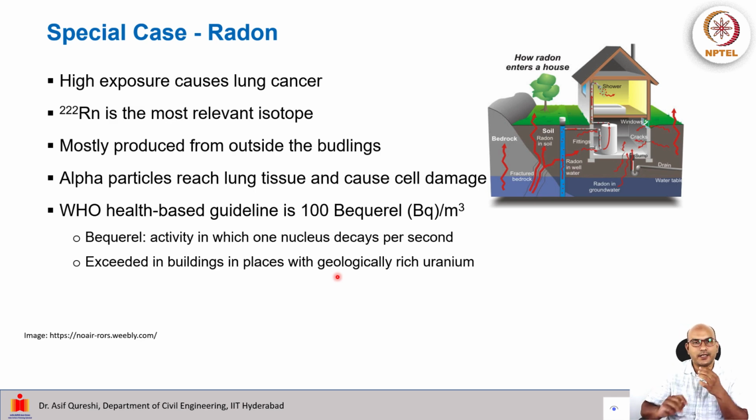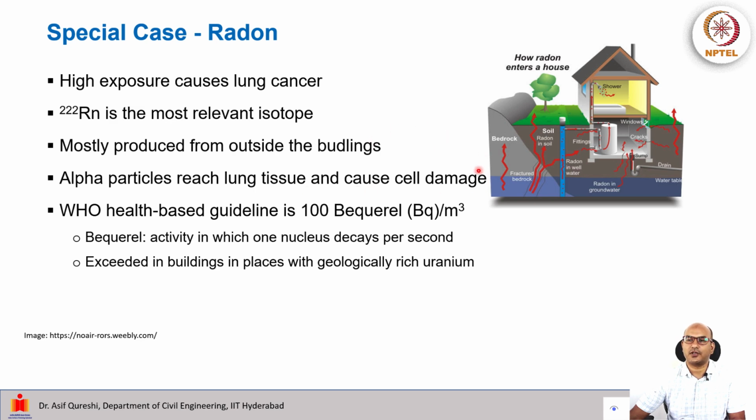Now we will look at certain special cases. The first case is the case of radon infiltration to indoors. In general, radon exposure causes lung cancer, and 222Rn is the most relevant isotope. Mostly it is produced from outside the building. Alpha particles from radon can reach the lung tissue and cause cell damage.